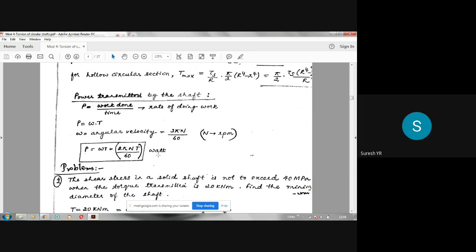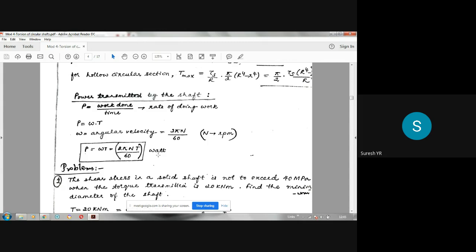Today we discussed the derivation of the pure torsion equation, what torsion is, and the assumptions made in the derivation of the torsion equation. Then we derived the torsion equation. For solid circular and hollow circular sections, we got the expressions for polar moment of inertia. Then how to get the maximum torque. Maximum torque always occurs at the boundary of the shaft, that is, at small r equal to capital R you have the maximum shear stress, maximum shear force, and maximum torque.